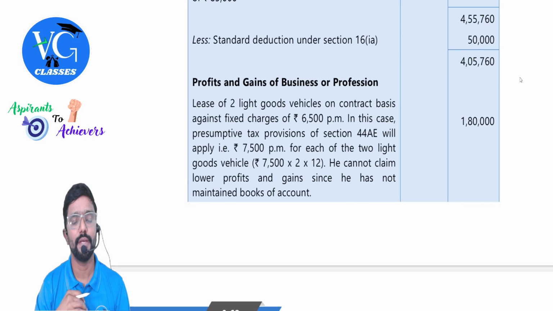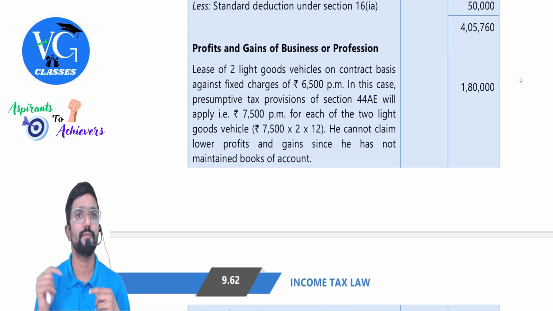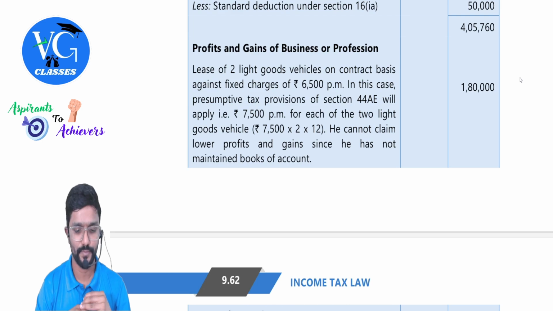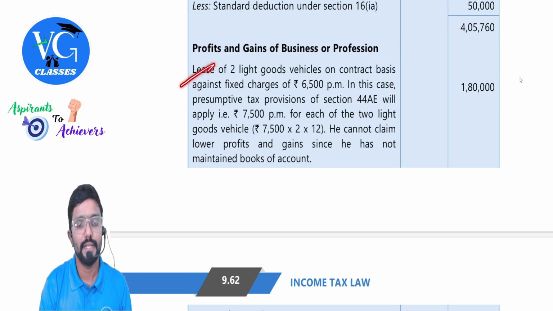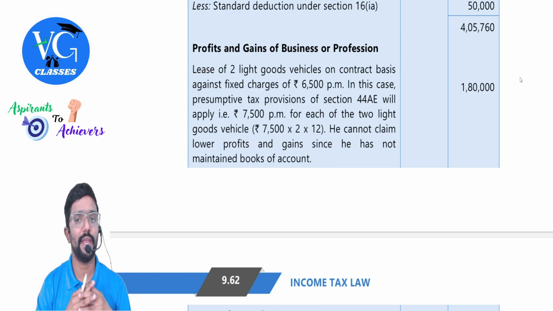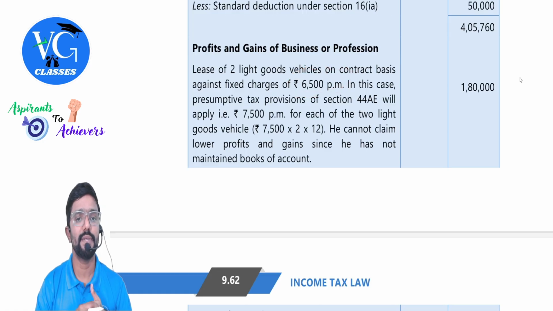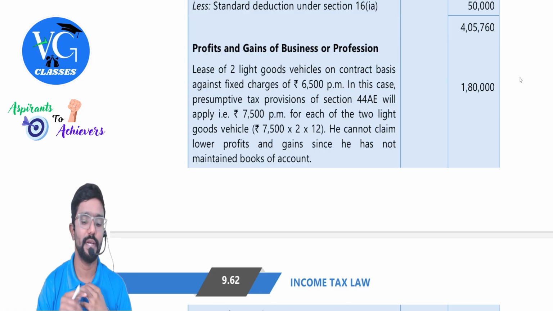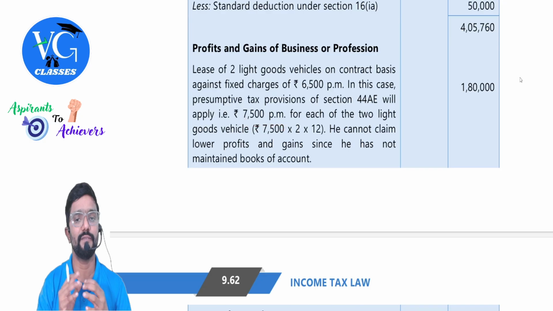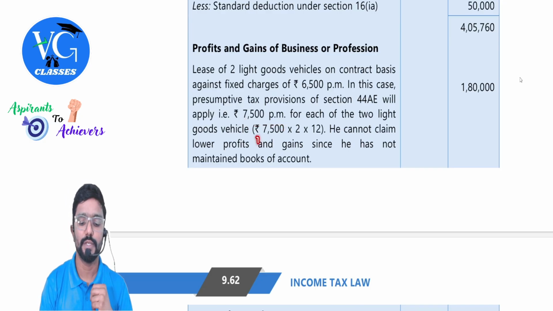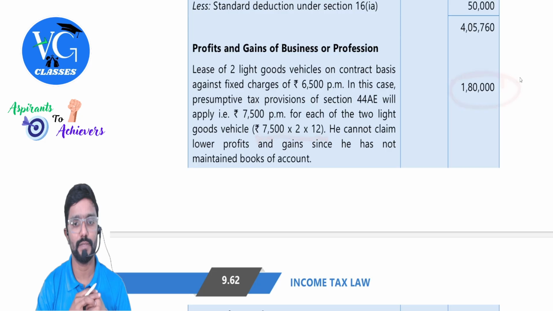Next, coming to PGBP, that is for letting out the goods vehicle. Goods carriage: lease of 2 light goods vehicles on contract basis against fixed charges of 6,500 per month. In this case, presumptive tax provisions of section 44AE will apply, that is 7,500 per month for each of the 2 light goods vehicles. So income comes to 7,500 into 2 into 12, which is 1,80,000.